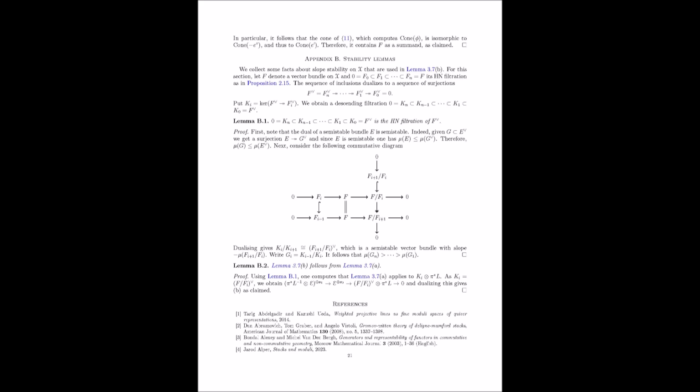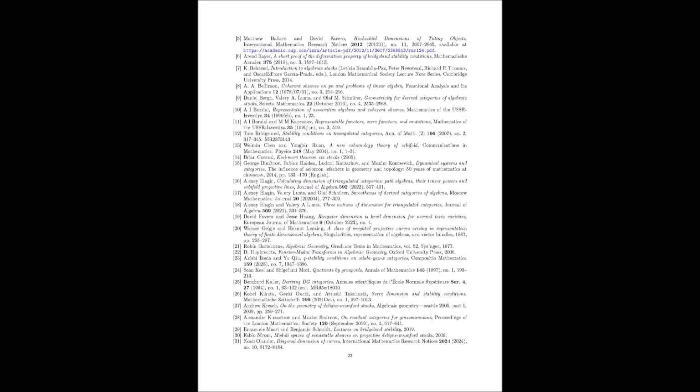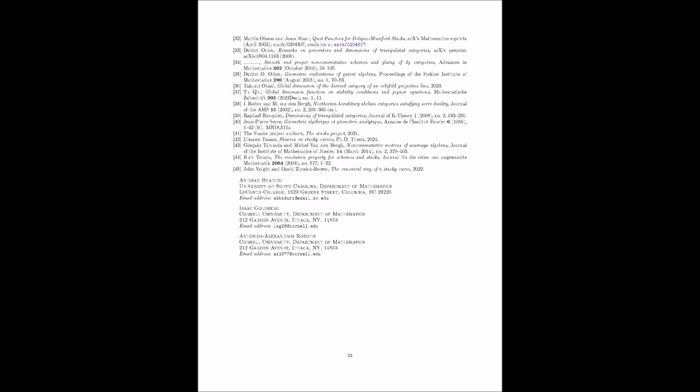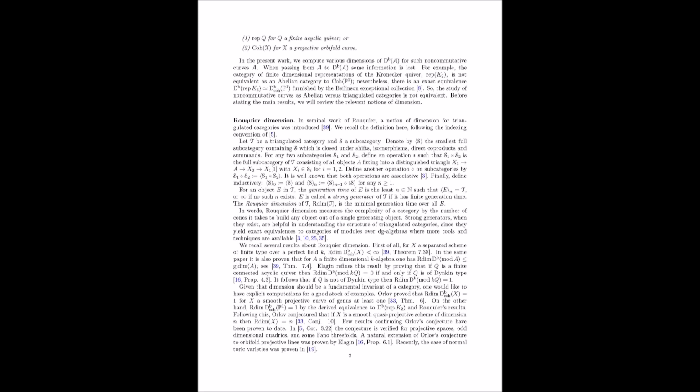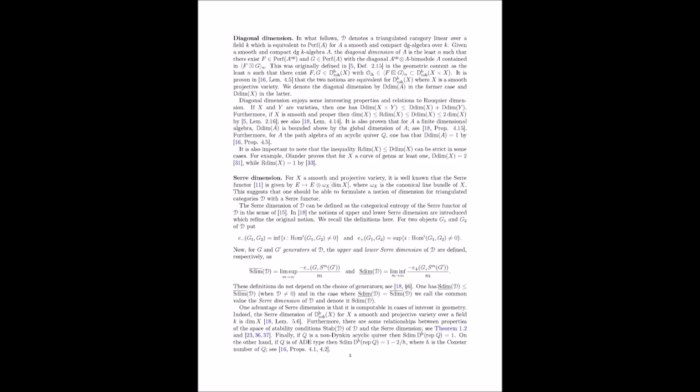Yes, you are correct. Can you remind me what the canonical bundle is? Of course. It's a line bundle associated with the orbifold curve, and its degree essentially measures its intrinsic curvature. For smooth curves, the degree of the canonical bundle is directly related to the genus, telling us how twisted the curve is. So Bhaduri, Goldberg, and Robotis show that if the degree of the canonical bundle is negative, the diagonal dimension of the orbifold curve is 1. That's right. But if it's 0 or positive, the diagonal dimension jumps to 2.